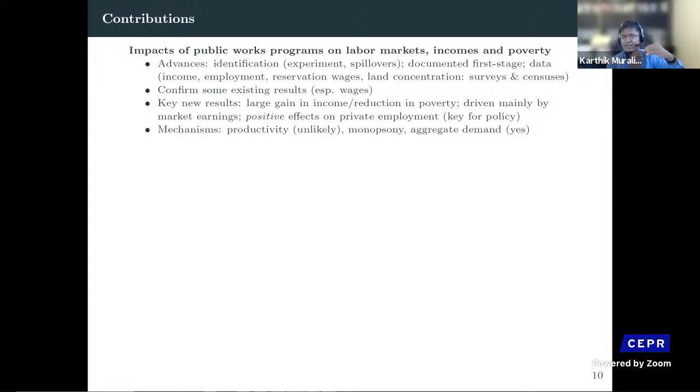So we can document that you can interpret these effects as a result of a meaningful change in every practical parameter of NREGA from the perspective of the beneficiaries. There's better data on income and employment, measurement of wages, reservation wages, land concentration, and the key results on employment and income are validated in both the surveys and the censuses. We confirm some existing results like wages, but the key new result is this large increase in income and reduction in poverty, driven mainly by market earnings. And you get these positive effects on private employment, which is key for policy. On mechanisms, productivity looks unlikely, monopsony and aggregate demand look like they are part of the story.